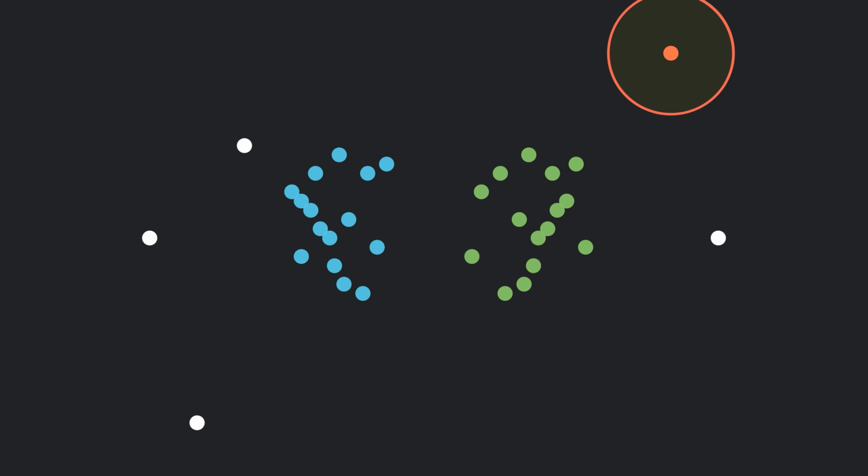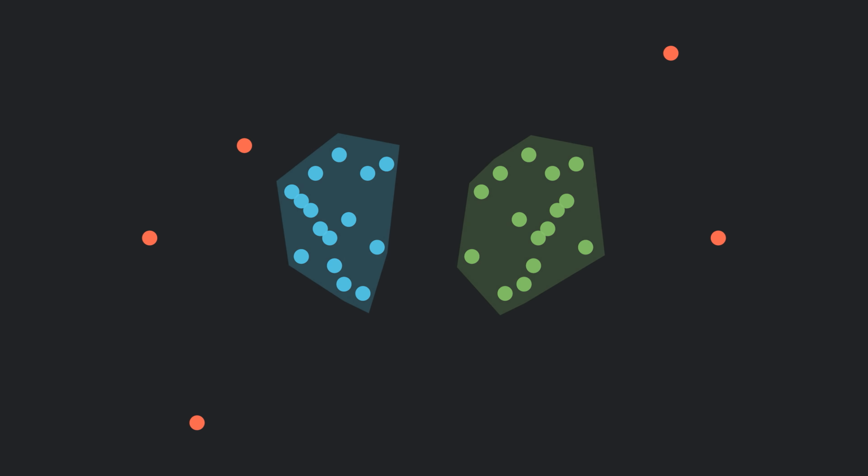Now for these points over here, they are neither core points nor boundary points because they don't fall within the neighborhood of any core point. So we will simply treat them as noise and leave them unassigned. They won't belong to any cluster, which is exactly how DBSCAN naturally handles outliers.